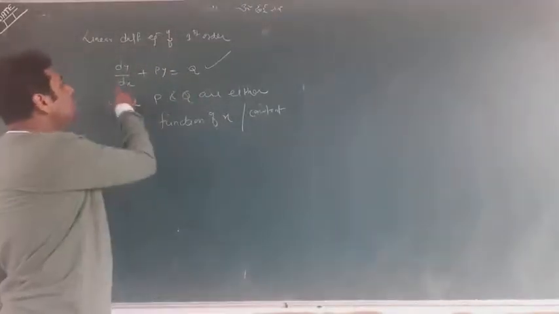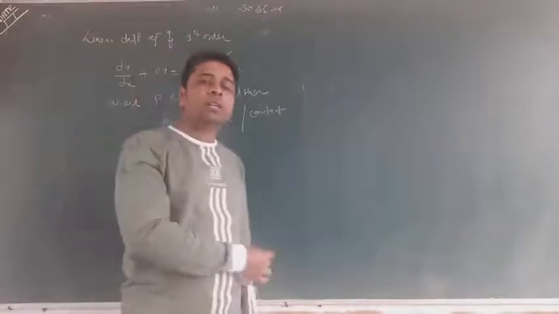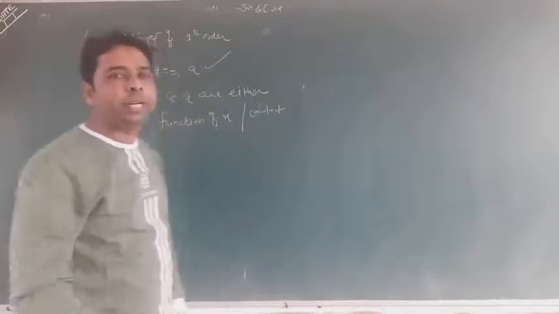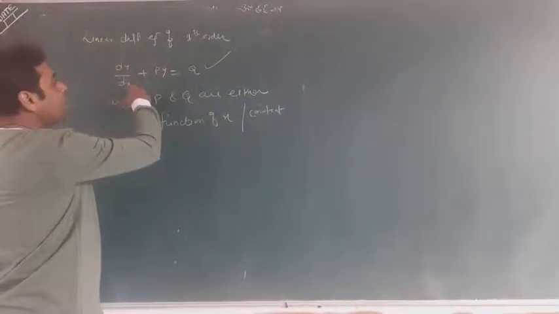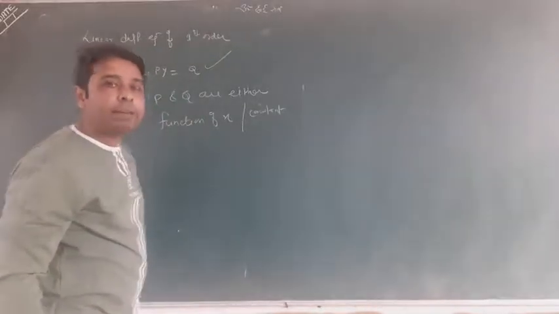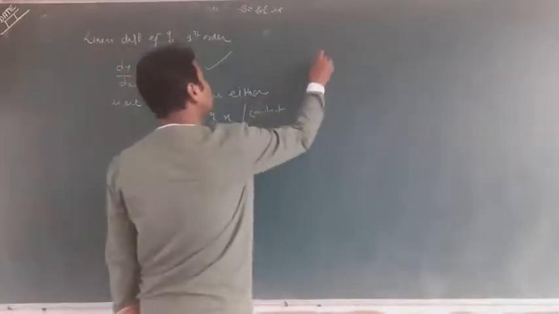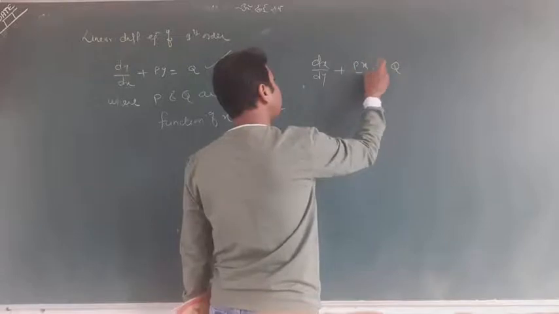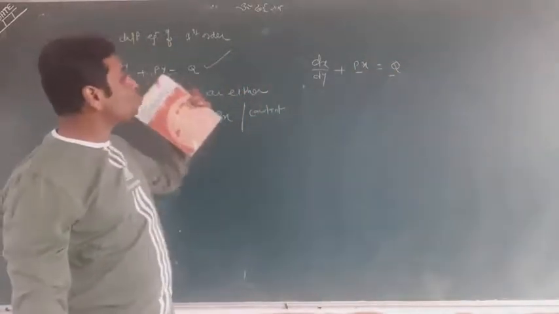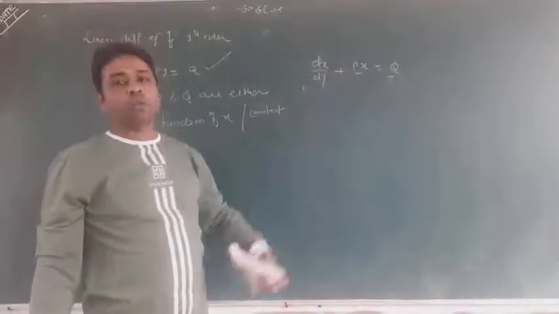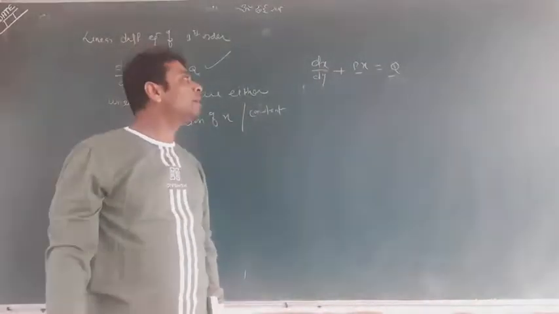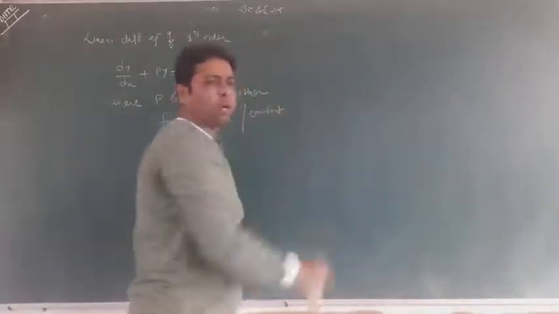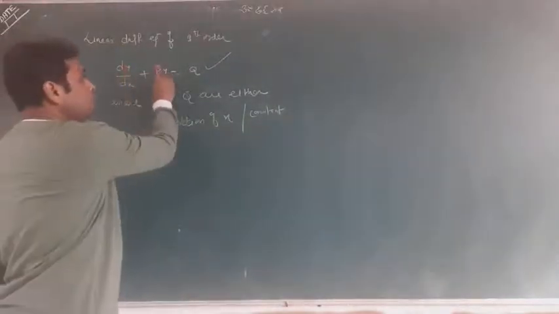And now the third: when equations are neither variable separable type nor homogeneous type, it will be done only by the linear type, dy by dx plus py equal to q. One more type we have is dx by dy plus px equal to q, where p and q are functions of y. This is just the opposite, but it is out of syllabus. According to the new syllabus, it is not in your syllabus, so don't worry about this. We will only study the question dy by dx plus py equal to q.